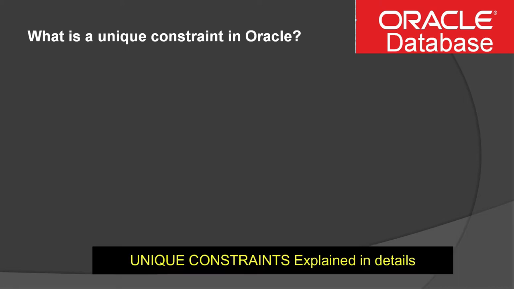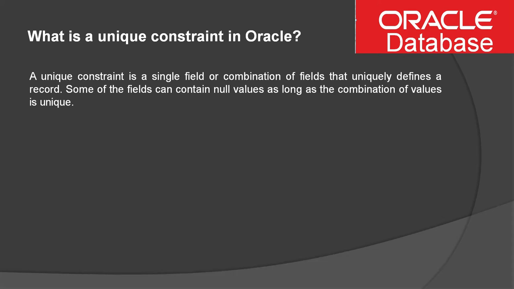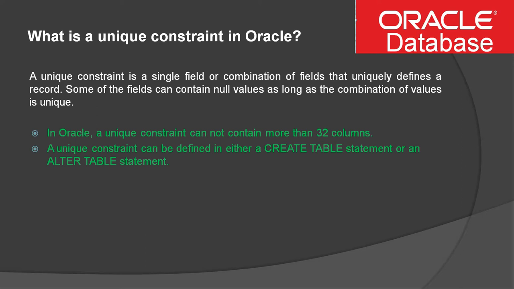So let's try to understand what a unique constraint is. A unique constraint is a single field or combination of fields that uniquely identifies or defines a record. Some of the fields can contain null values as long as the combination of values is unique. If you define a combination of columns as a unique constraint, then as long as the combination of multiple column values is unique, that fulfills the unique constraint requirement.